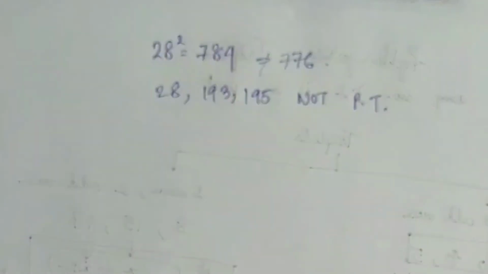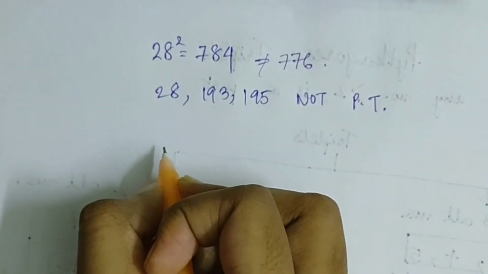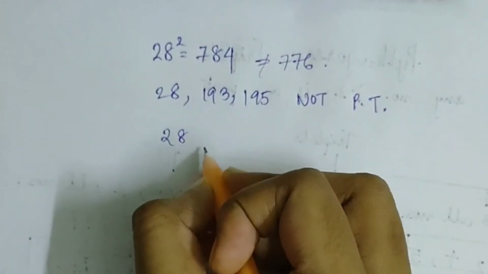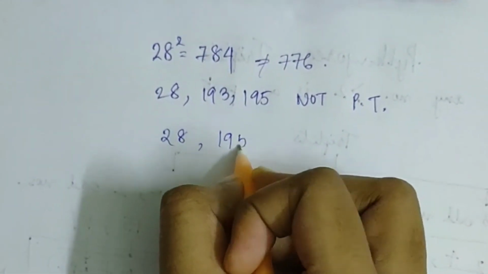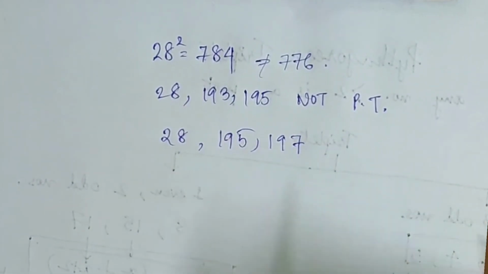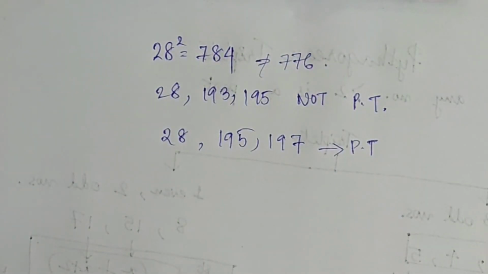Okay, so I'll tell you which is the Pythagorean triplet. It is 28, 195 and 197. Okay, so this is the Pythagorean triplet. So now you know the trick to calculate Pythagorean triplets, and you can find triplets of any number now using this trick.